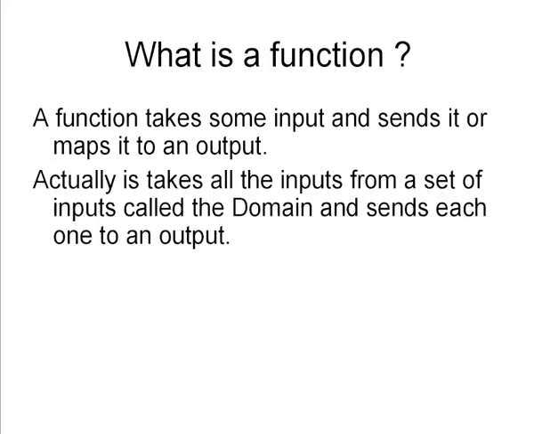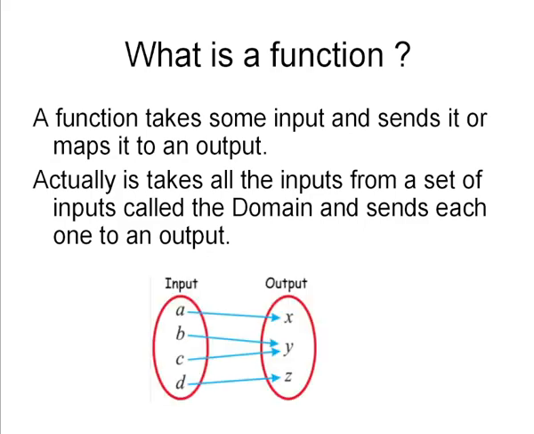Or actually it takes all the inputs from a set of inputs called a domain and sends each one of those to an output. Okay, that's a little confusing. Let's have a look at a picture. Okay, so here we have a picture of the domain. The domain is that red circle with the letters A, B, C, and D. Okay, so those are all the inputs, the set of inputs, which we'll call the domain. So the domain is A, B, C, and D.